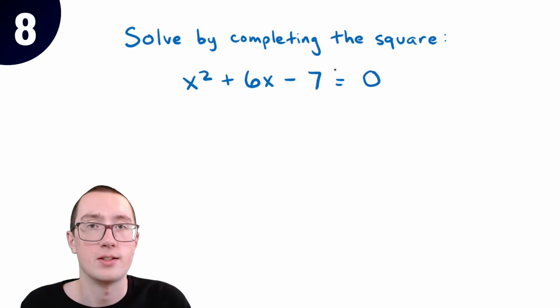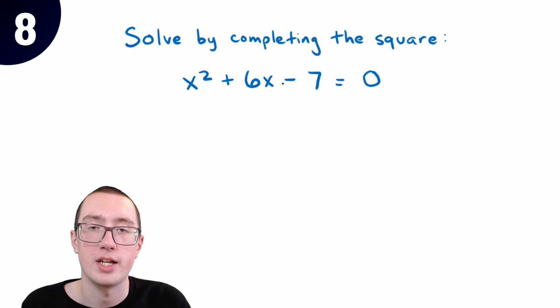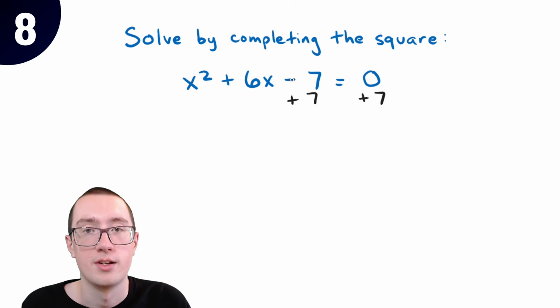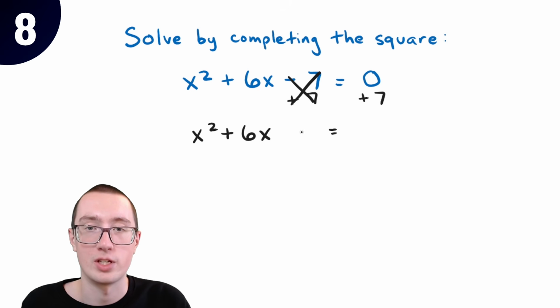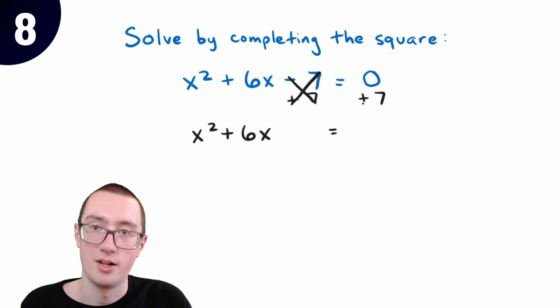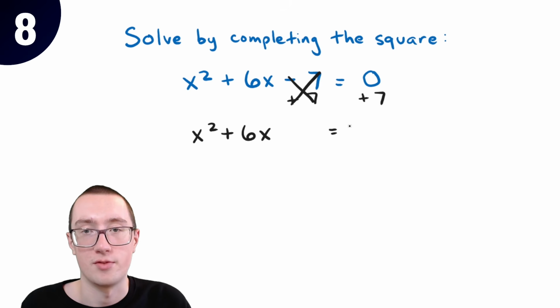So before we do that, it's just going to make our lives easier if we get rid of this number by itself and move it to the other side. So I'm going to do the opposite of minus, which is plus. I'm going to add 7 to both sides. These cancel out. On the left, we just have x squared plus 6x. And I'm going to leave this space here. You'll see why in a minute. And on the right, we have 0 plus 7, which is 7.